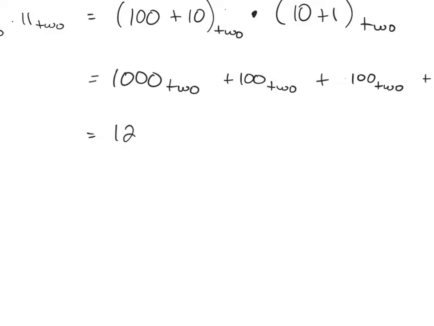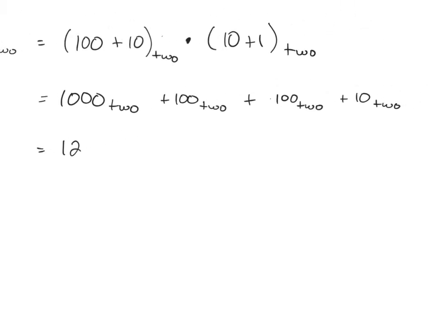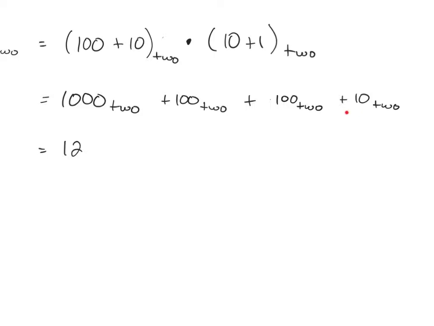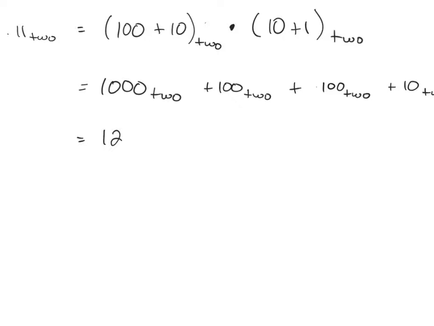Oh, you know what? I made a mistake here. I wrote the 1 in the wrong place. So let's go back to right here. I made a mistake because this is a 10. I put the 1 at the end. It should have been the second to the end. So let's try that again: 1, 2, 1, 0, base 2.